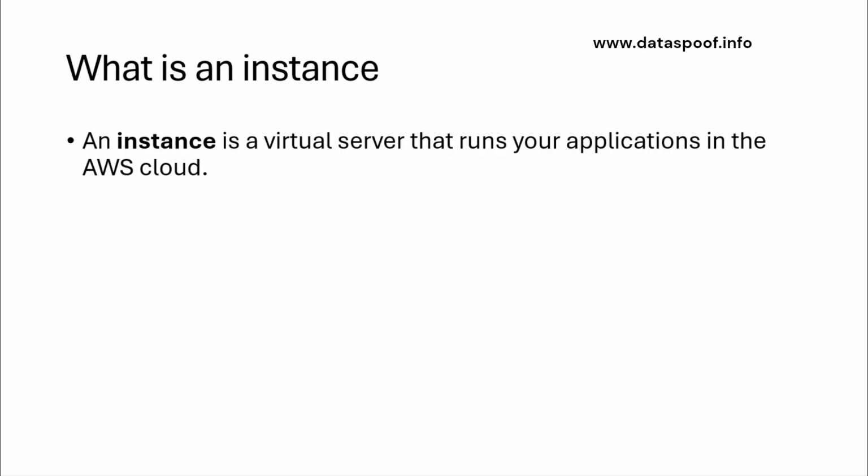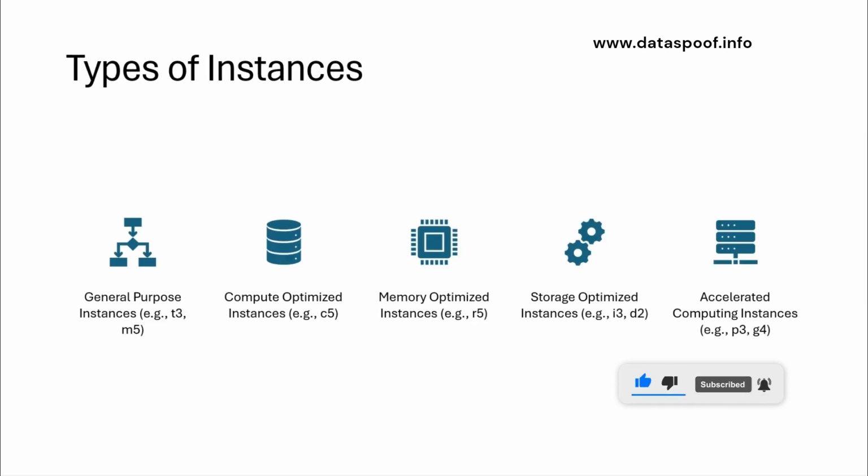Next, let us understand the meaning of instance. An instance is a virtual server that runs your applications in the cloud. There are various types of instances present in AWS. First of all, we have a general purpose instance. It is used for everyday tasks like running your website or your application.